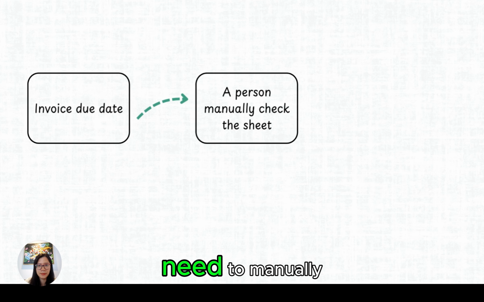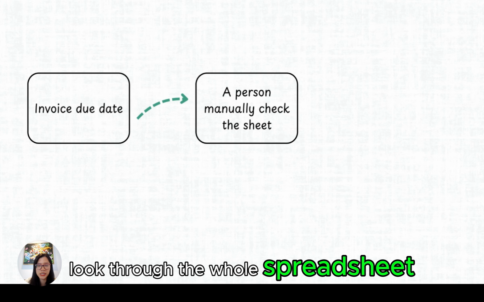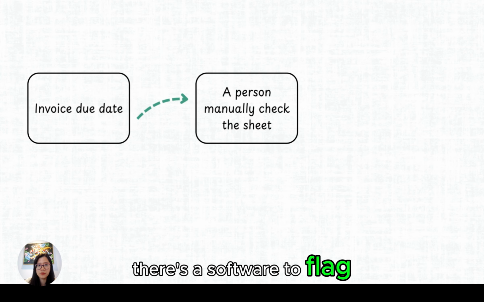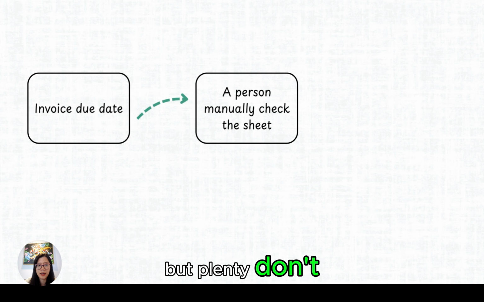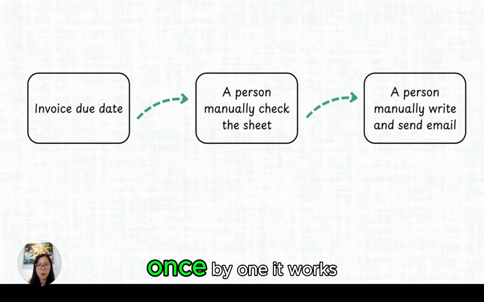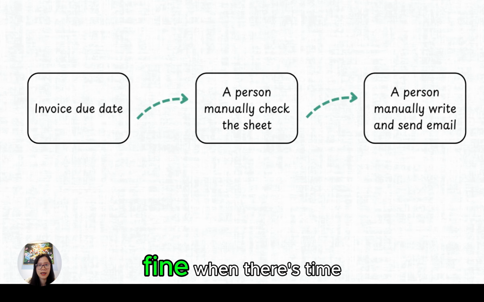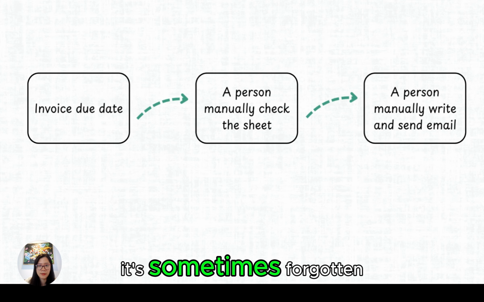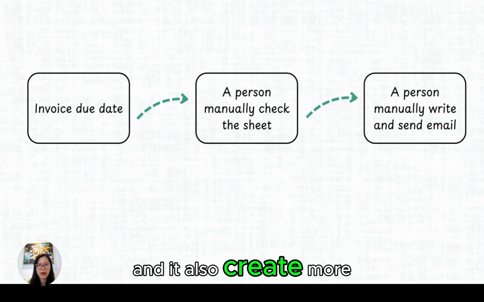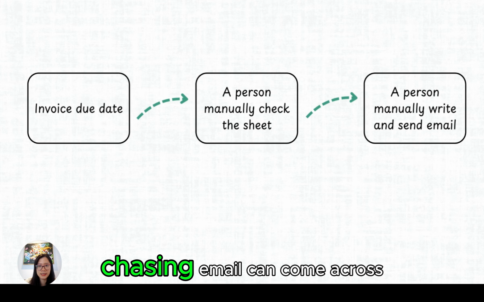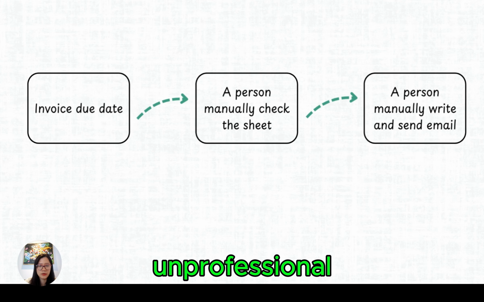When an invoice goes overdue, someone in your team needs to manually look through the whole spreadsheet. I know that for many businesses there's software to flag this, but plenty don't. After that, someone manually writes and sends each chase email one by one. It works fine when there's time, but the moment things get busy, chasing is sometimes forgotten. It also creates more mental tasks in your brain, and rushed, inconsistent chasing emails can come across as unprofessional.